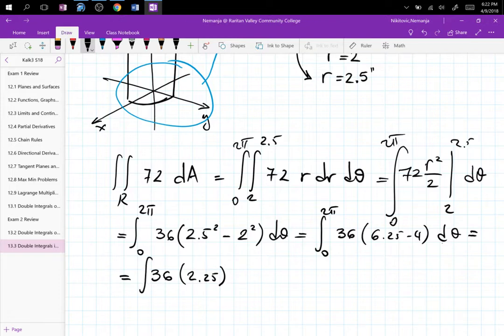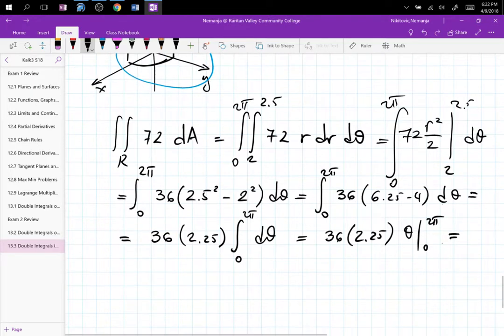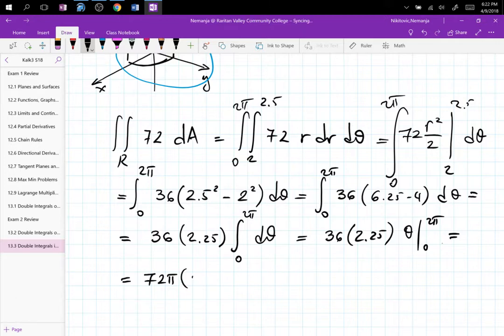And then we have 36 times 2.25. And then we have the integral. Well, I'm going to put the integral here. It's all constant, kick it out. 0 to 2 pi d theta. Now, the integral of d theta is just theta. So this is 36 times 2.25 times theta computed from 0 to 2 pi. Now, obviously, when you plug in 0, theta goes away. So we need to keep 2 pi. So that's going to be 72 pi times 2.25.